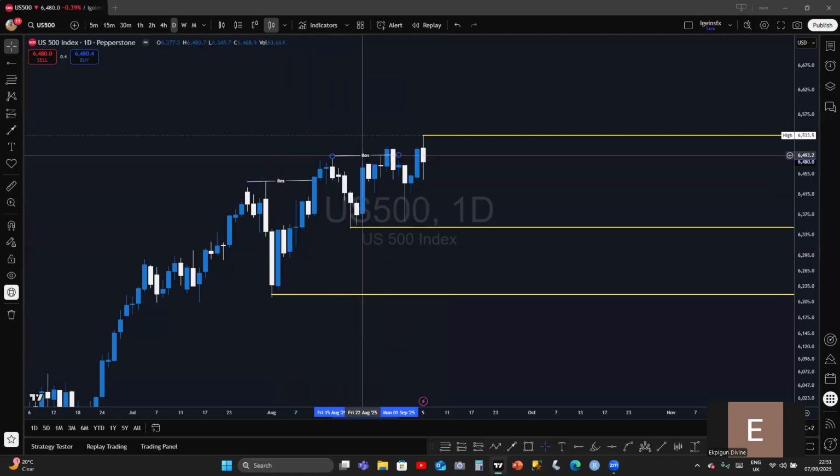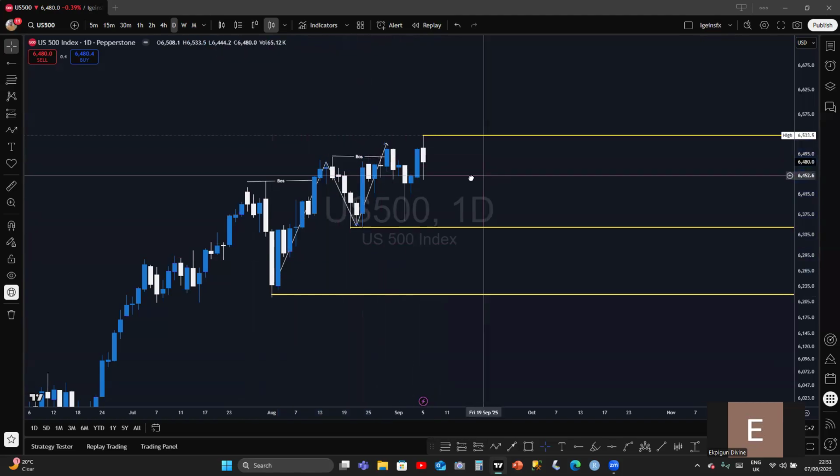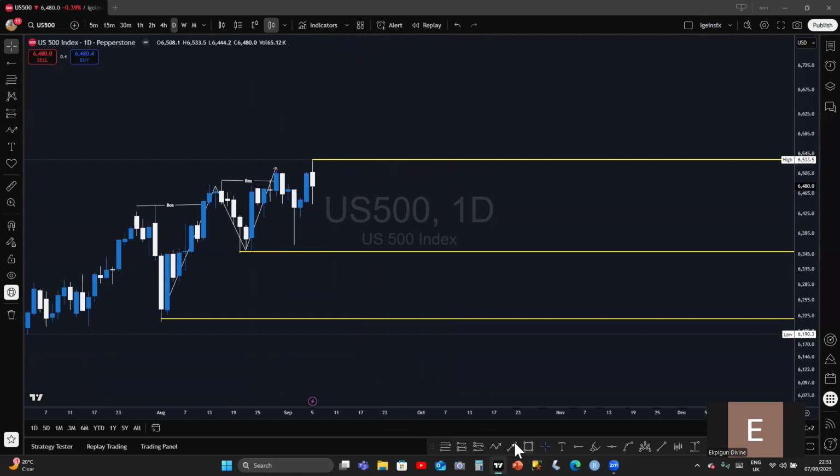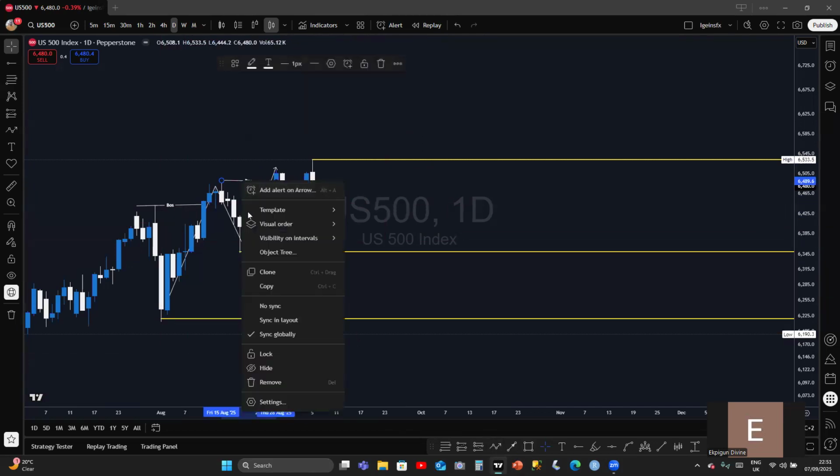Then another one is this. This is another break of structure. Why? Because price moved, taking out this high. After this resistance, price came back to this support level, then broke structure to the upside. So we have another break of structure here. Then the next one, we have to clone this one.